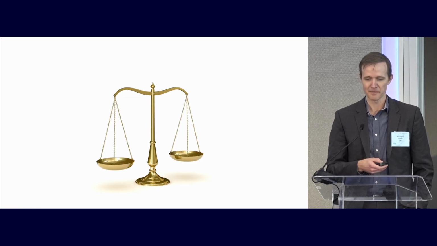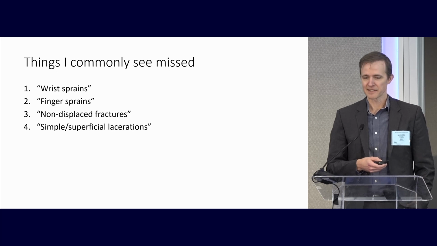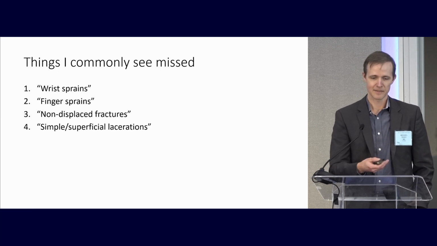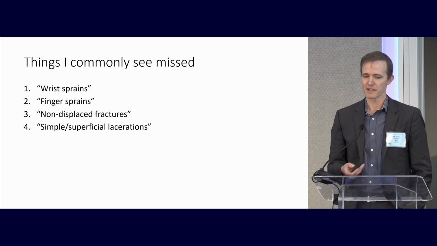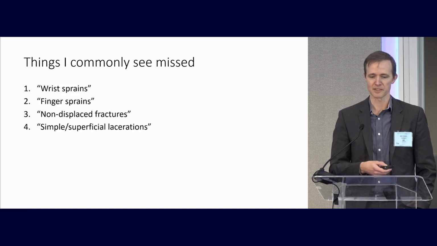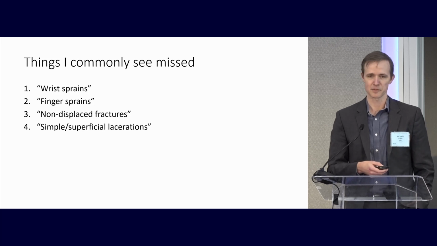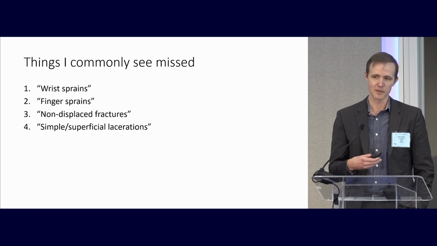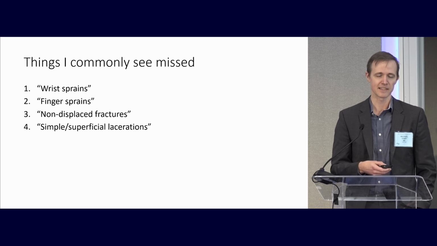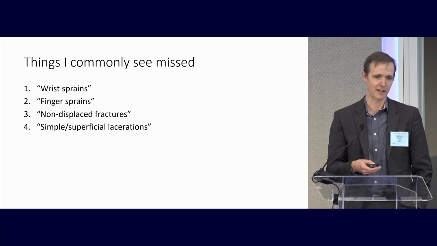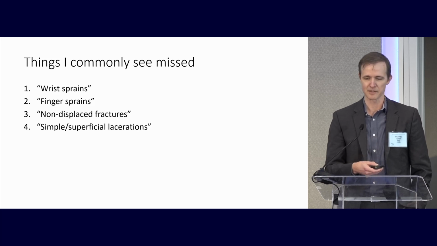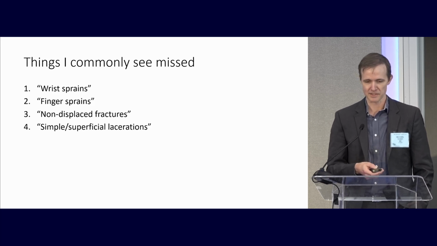All right, so things that we see missed very commonly are usually dubbed with terms like wrist sprain, finger sprains, non-displaced fractures, or simple or superficial lacerations. When you see those things as a hand surgeon, your index of suspicion should click in. When residents or trainees are presenting cases to you, always keep that in the back of your mind. This is why we review cases and go over the images with them, because sometimes these diagnoses can hide something a lot more serious.